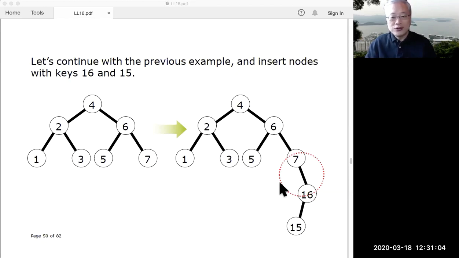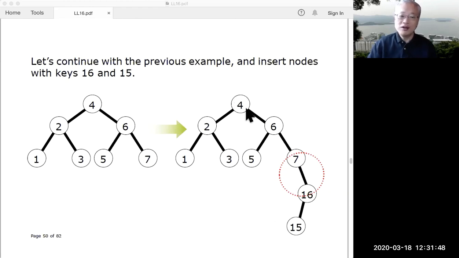Okay, so as we said, for this particular example, there are three nodes that have problems. One is four, one is six, one is seven. The reason is, if we consider this node number seven, the left subtree is empty, the right subtree is 16 and 15, so the height is two, so the difference in height would be two, right? Similarly for six, the height of the left subtree is one, the height of the right subtree is three, therefore we know that the difference in height would be two again, right? It's the same thing for number four.